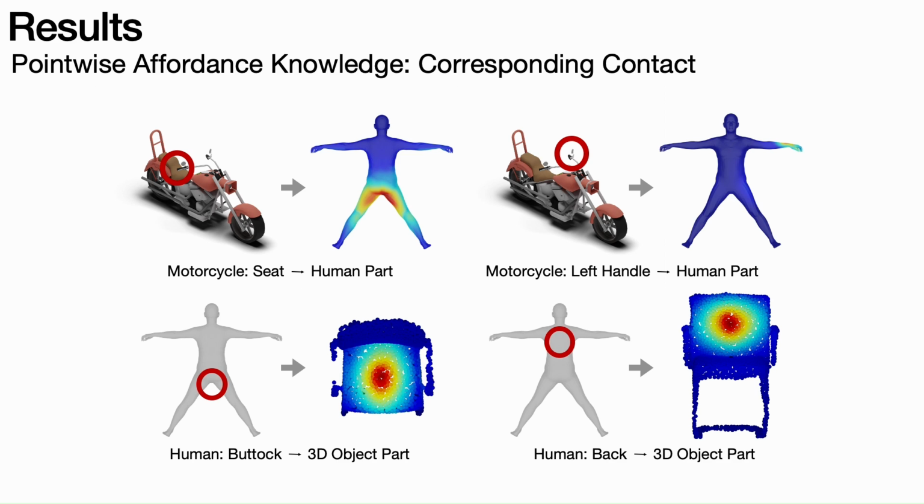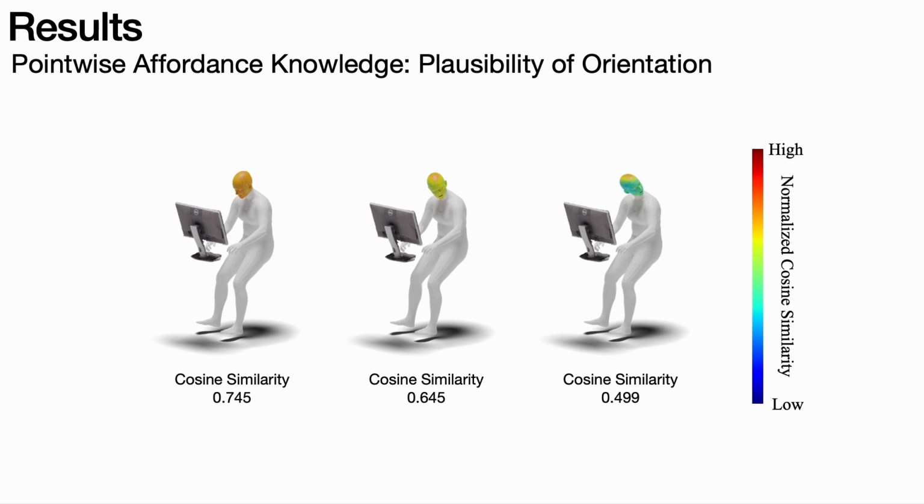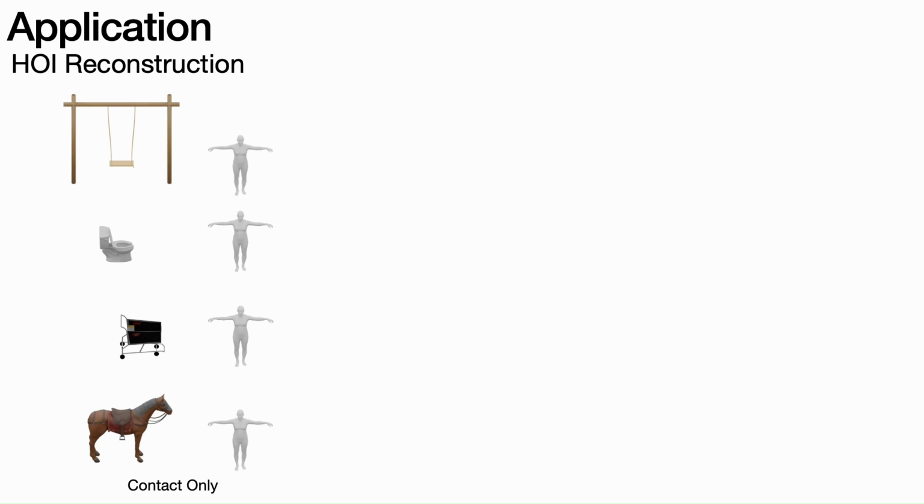For example, we can infer which part of the human body contacts with a selected object part, or vice versa. Another example would be evaluating plausibility of the human gaze by calculating the cosine similarity between the human eye orientation and the object normal with highest orientational tendency. ComA enables diverse applications, including human object reconstruction.